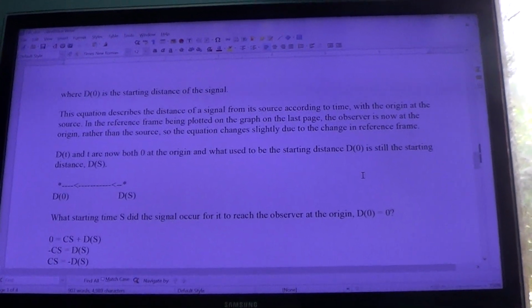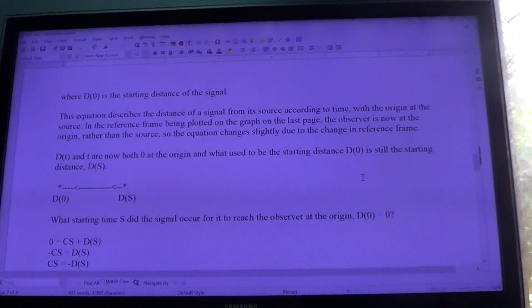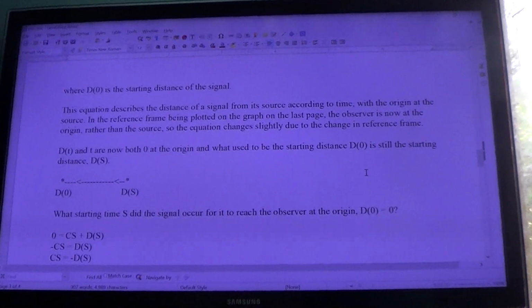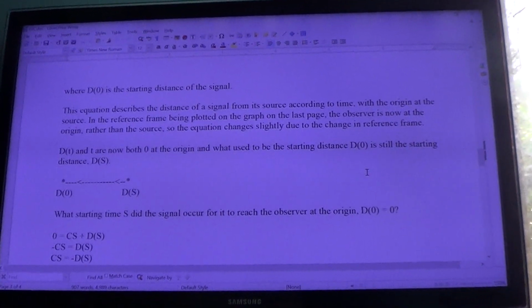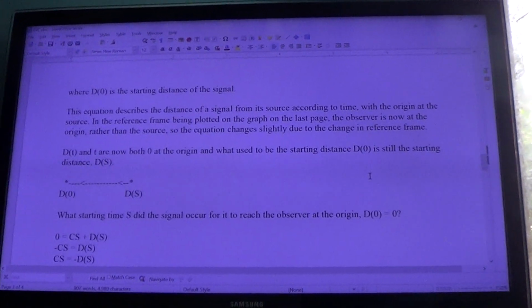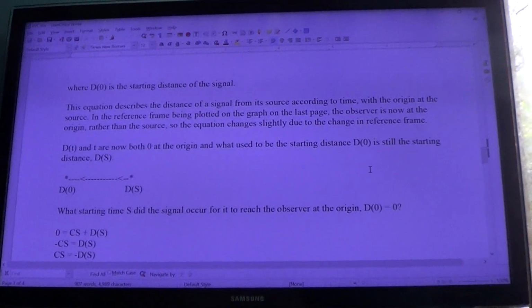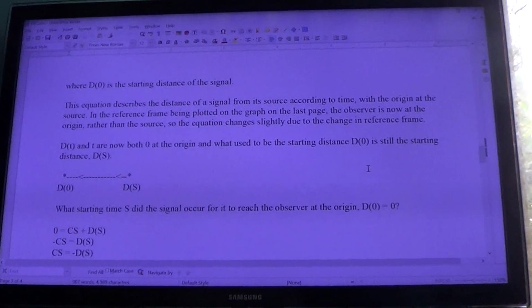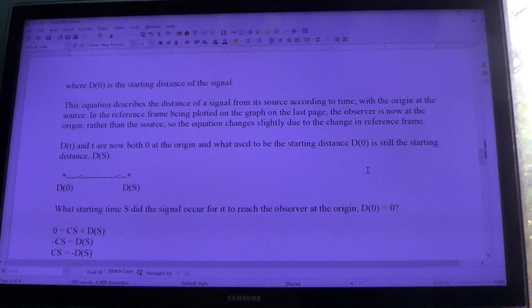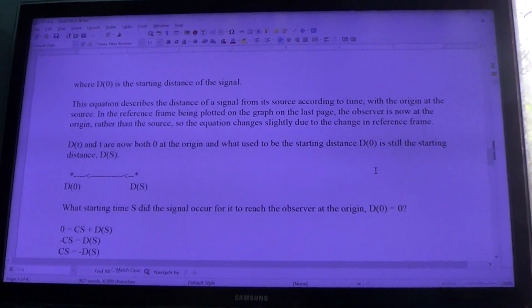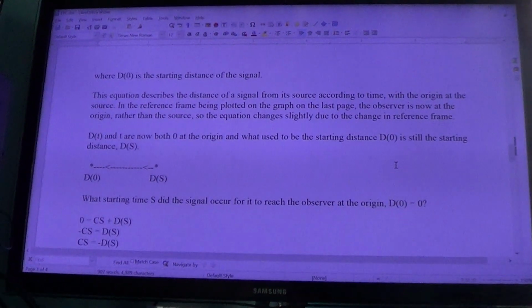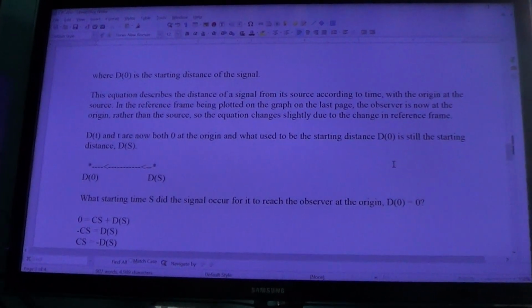In the reference frame being plotted on the graph on the last page, the observer is now at the origin rather than the source. So the equation changes slightly due to the change in reference frame. d(t) and t are now both 0 at the origin, and what used to be the starting distance d₀ is still the starting distance ds. I have a little graphic: d₀ and ds. d₀ is the observation point, ds is the distance of the source.